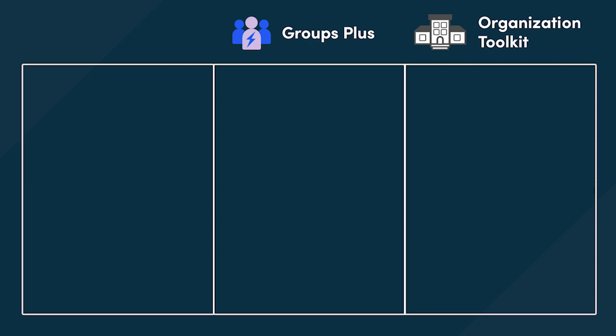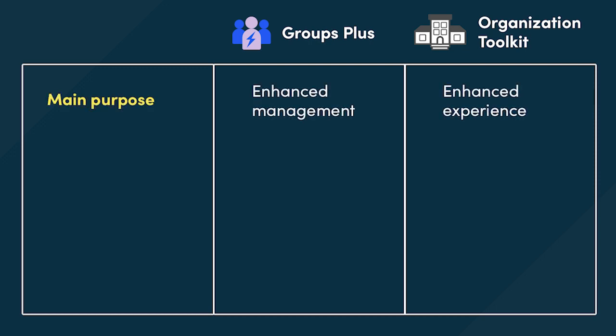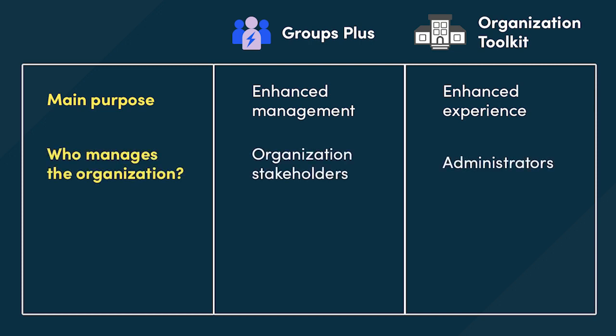So firstly, the main purpose of each of the plugins is slightly different. We see Groups Plus more for enhancing the management of organizations in your platform. So it's more of a management tool, is Groups Plus, whereas Organization Toolkit is more about enhancing the experience for people in that organization. And we'll show you some examples of how the differences work a bit later on. So what this means is that the way organizations are managed between the two plugins is slightly different.